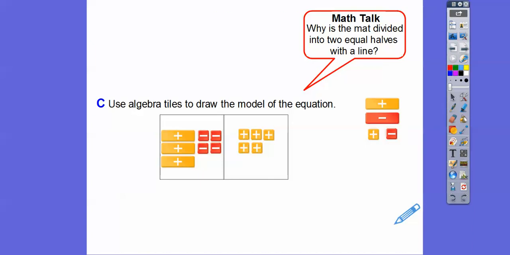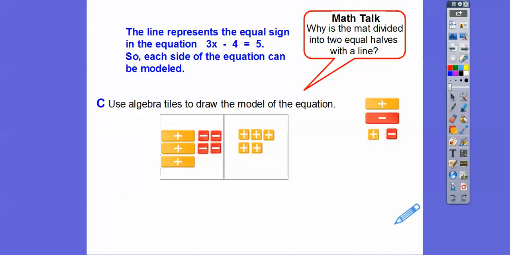So why is the mat divided into two equal halves with the line right there? Well, the line represents the equal sign in the equation, 3x minus 4 equals 5. So each side of the equation can be modeled there. So this is my 3x minus 4, 3x minus 4 equals 5 right there.